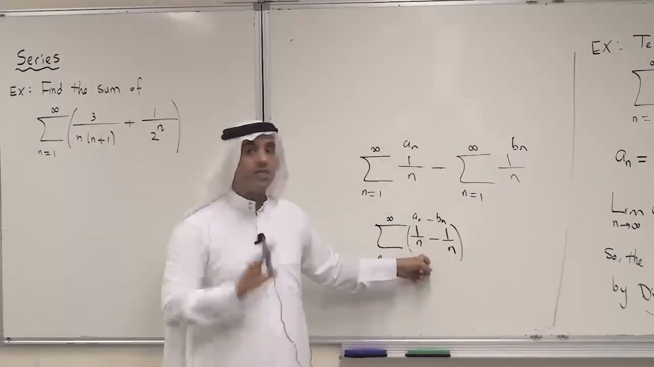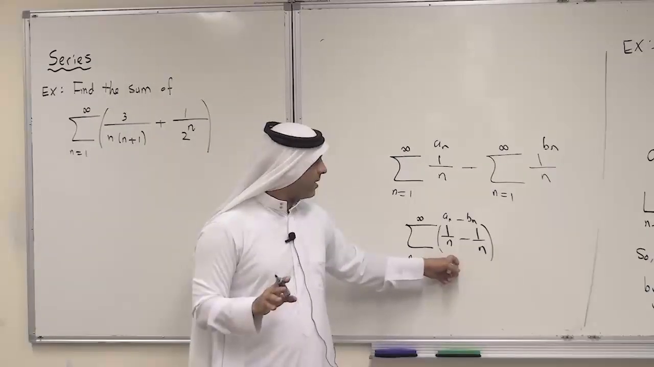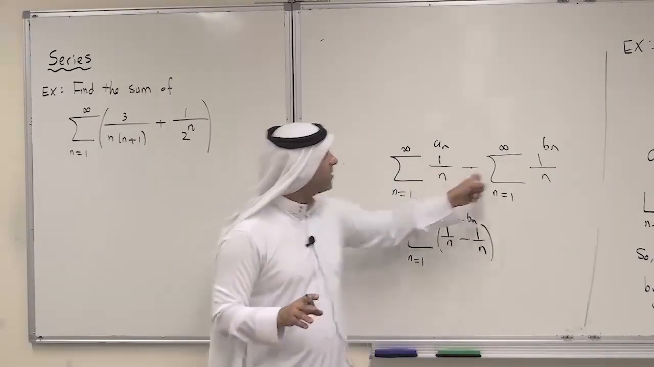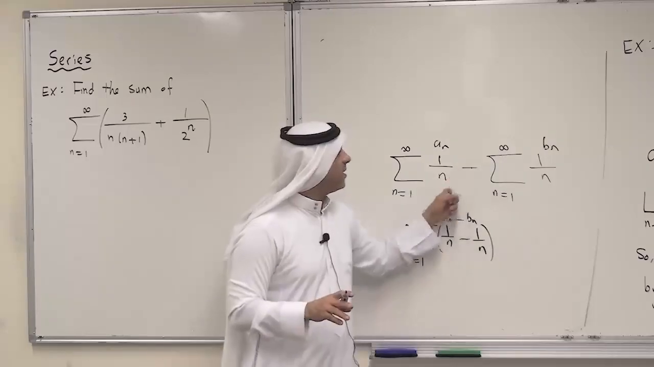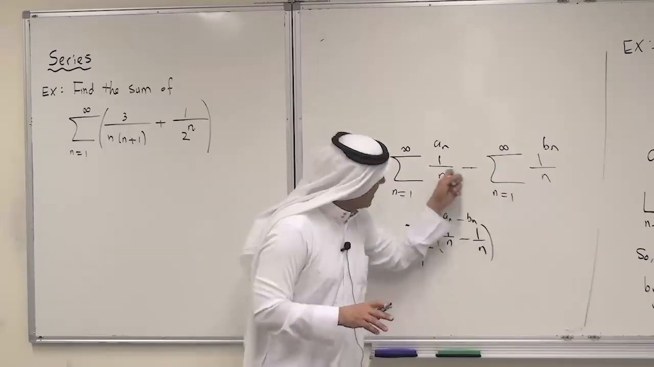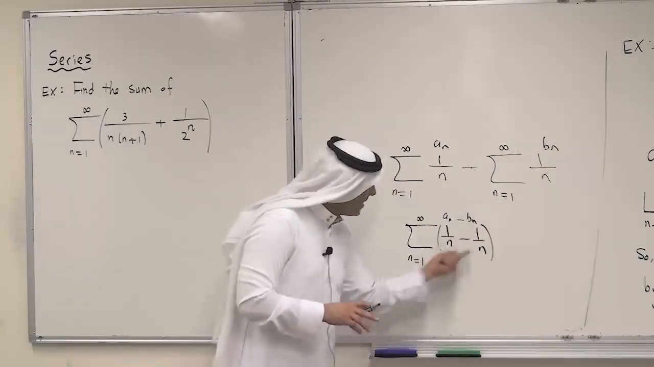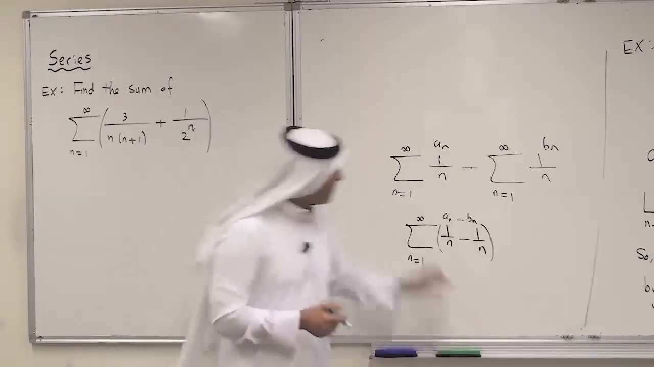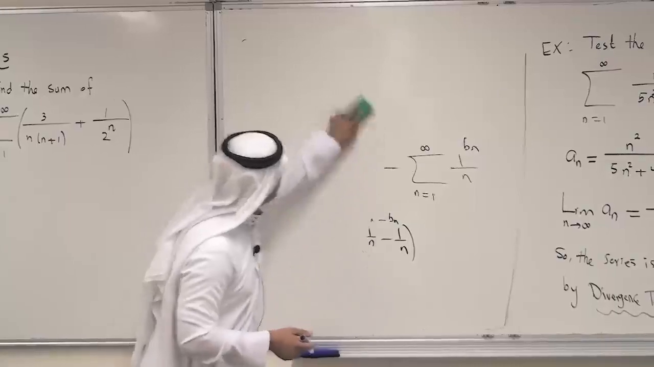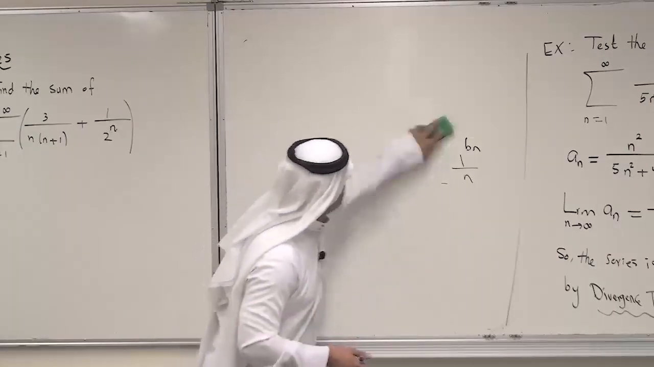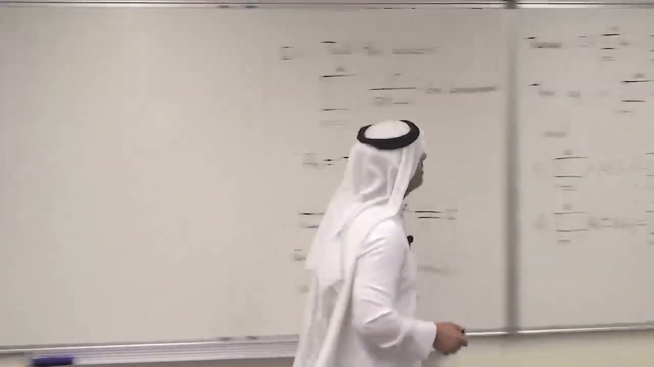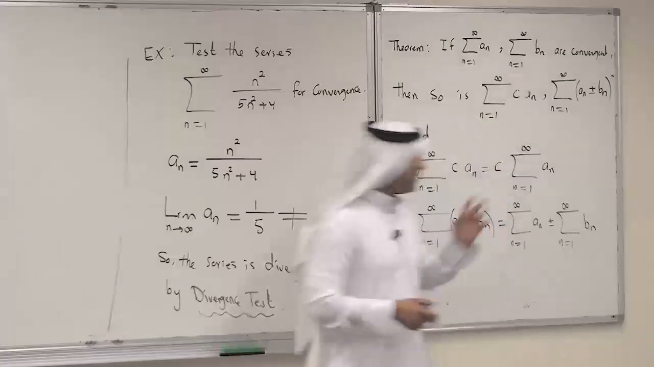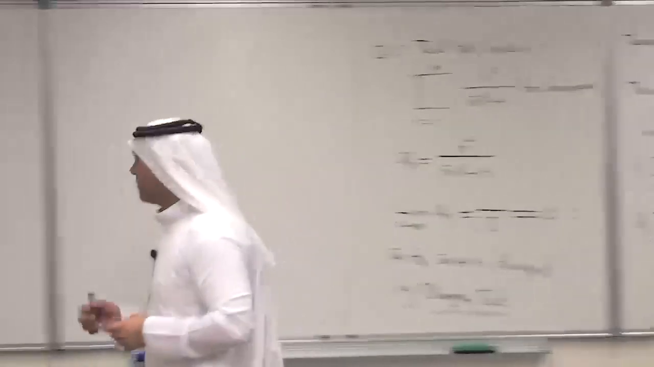We can prove this by using the definition. Although this series is divergent and this series is divergent, the difference of their nth terms gives us a series which is convergent. So we should be careful when we apply the properties here. The properties hold true only if the two series are convergent. Then we can use the sum or the difference of the two series.